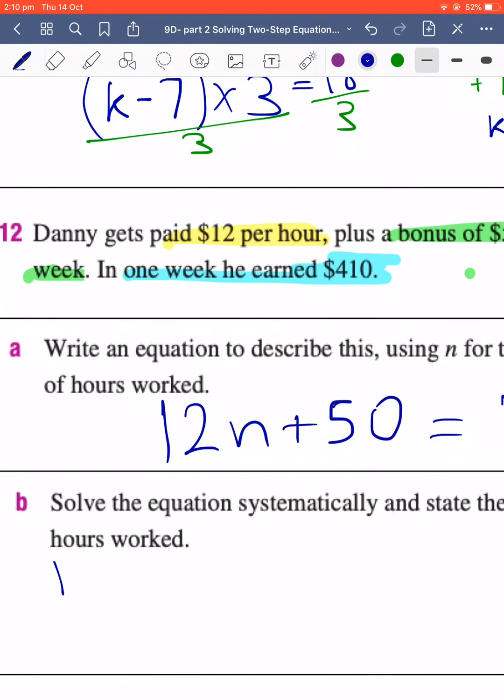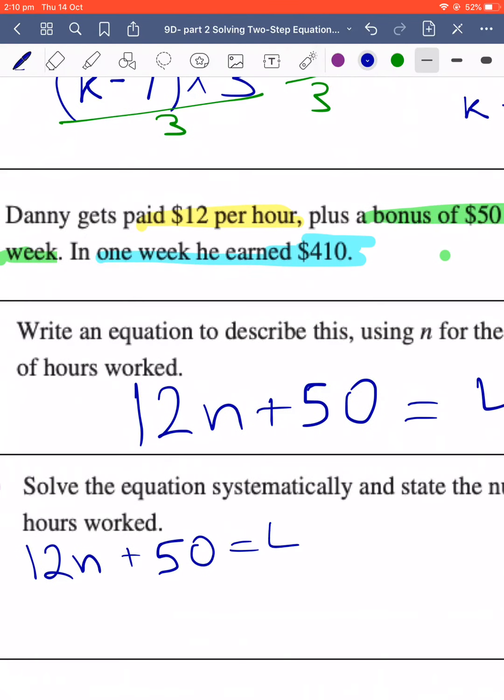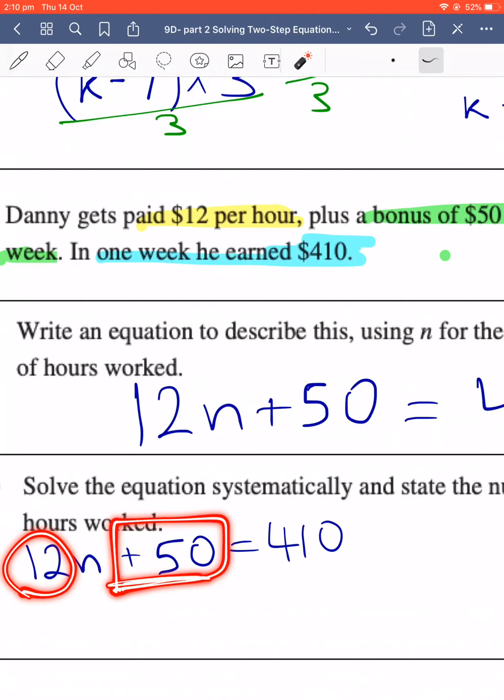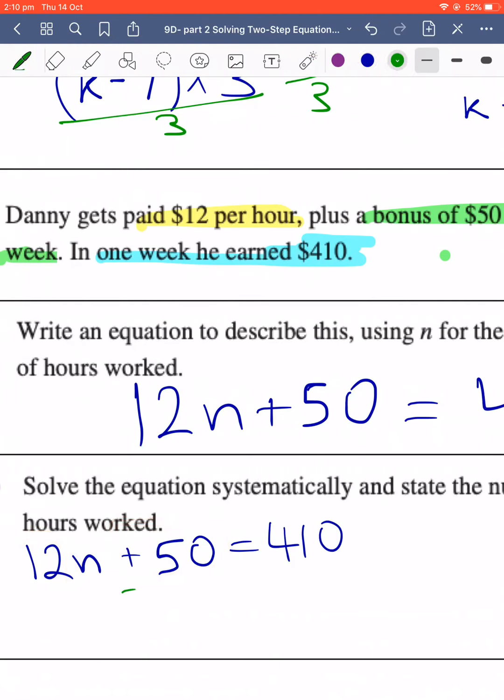So let's write out our equation first and then go through our same process. So 12n plus 50 gives me 410. And again, let's have a look. I have multiplication here, but I have addition, so I do that first. And again, to undo it, use the opposite operation, so minus 50 on both sides. So if I do 410 minus 50, let's make my life a bit easier. So I end up with 12n, and 410 minus 50 gives me 360.